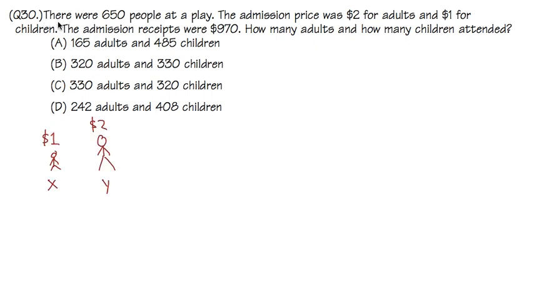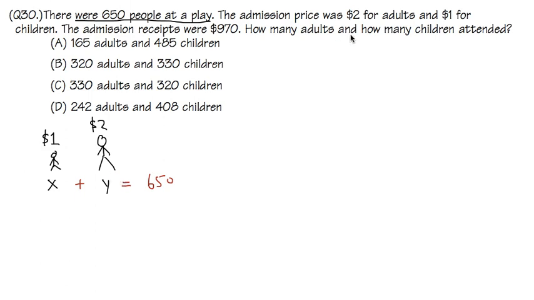The first sentence says, there were a total of 650 people at the play. So in other words, we know that if we add X plus Y, we must get 650, because there were a total of X many kids and Y many adults, so altogether there must be 650 people. What else do we know?